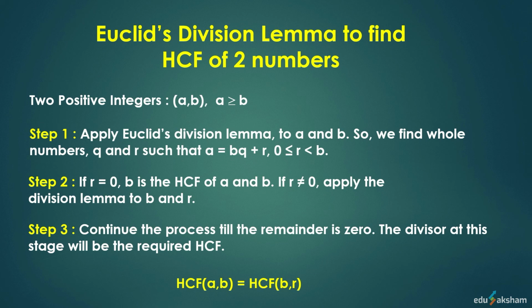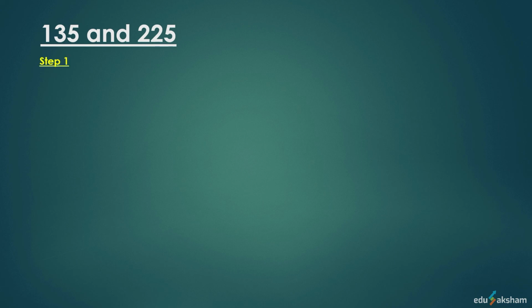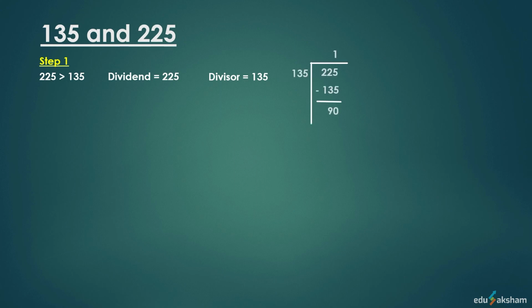Now let us apply Euclid's division algorithm to the numbers given to us. The first pair of numbers are 135 and 225. Since 225 is greater than 135, we will take 225 as the dividend and 135 as the divisor. Dividing these two numbers using the long division method, we get the quotient as 1 and the remainder as 90. 225 can be represented as 225 equals 135 into 1 plus 90.